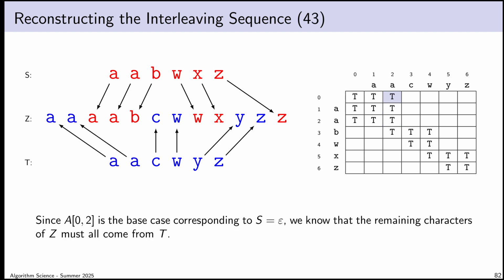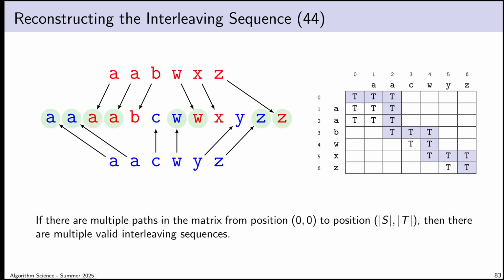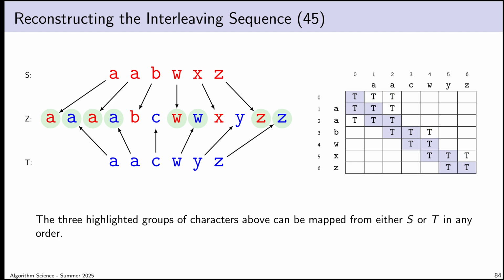Okay, so there it is. And then we pull in all the remaining characters from T because we hit the row where the index into S, the index I, is 0. And so we've got one possible path that we just produced. It would be this path here. But there are lots of others. And in general, if there are more paths, then that's telling you there are other distinct interleaving sequences.